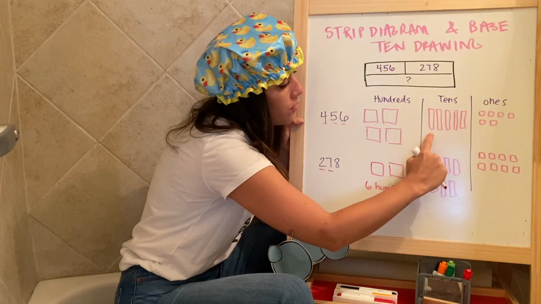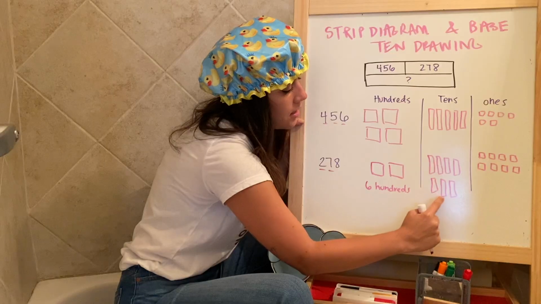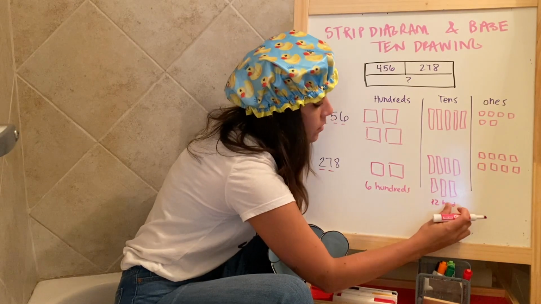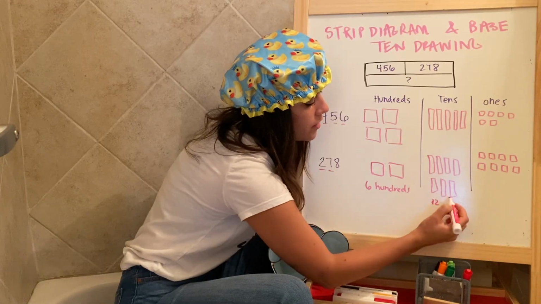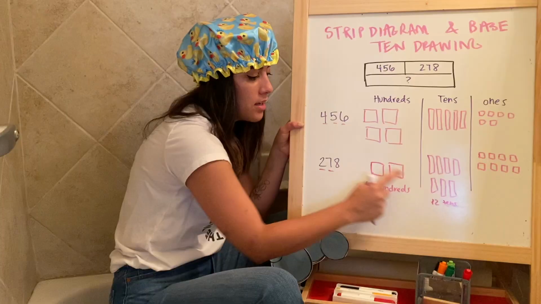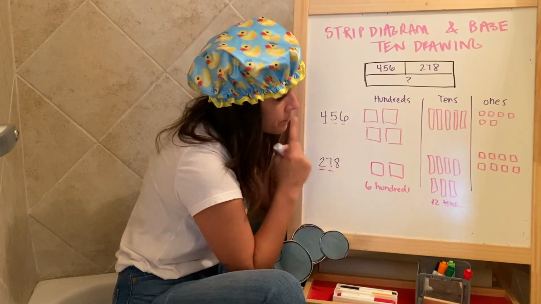So let's see this. I have 1, 2, 3, 4, 5, 6, 7, 8, 9, 10, 11, 12. I have 12 tens. Now, 12 tens is more than one of these. So maybe I should split this up a little bit.